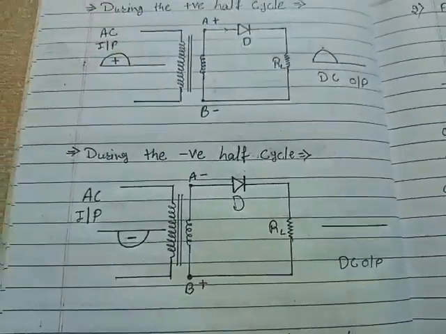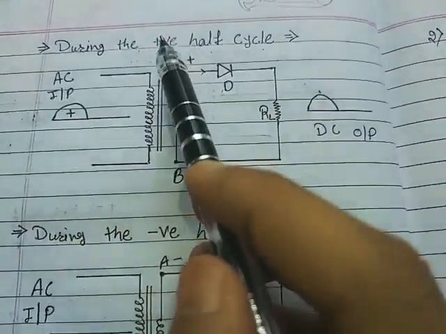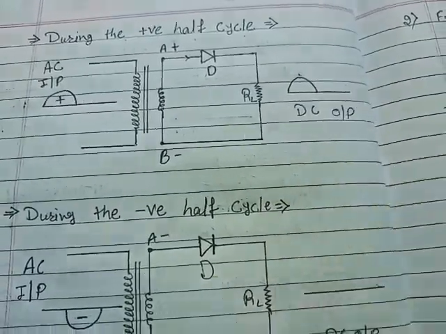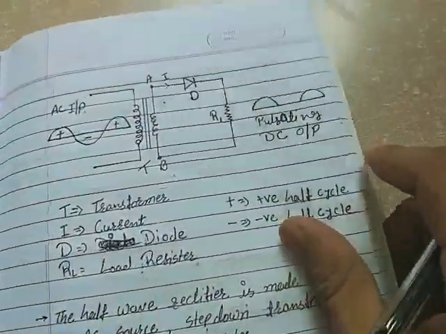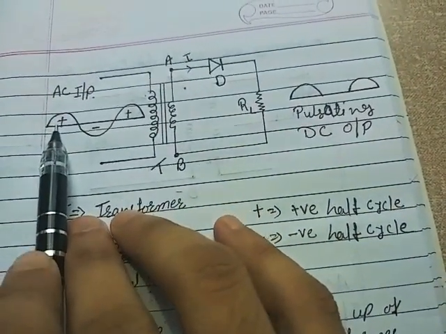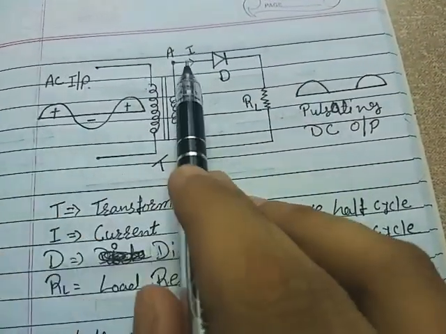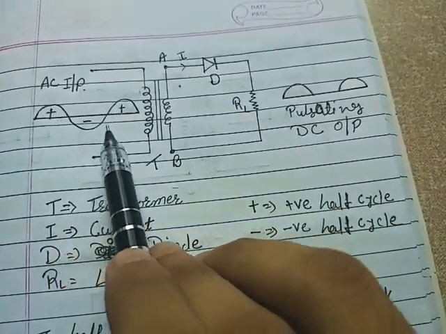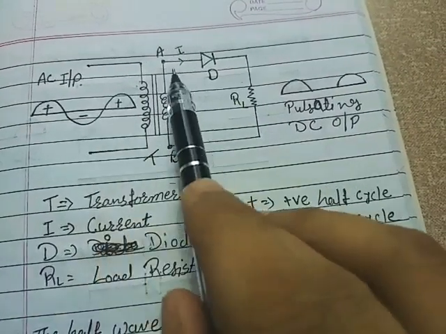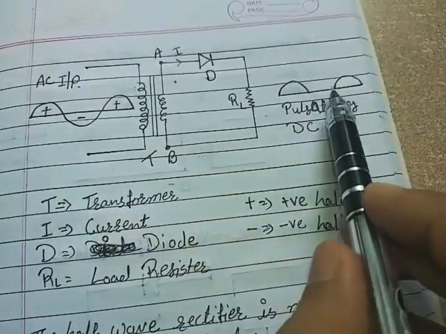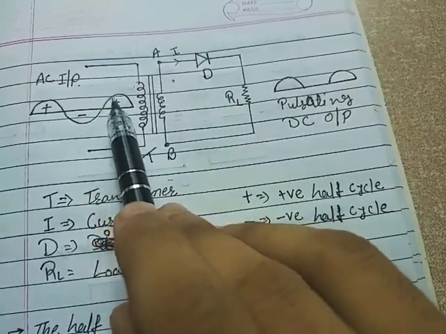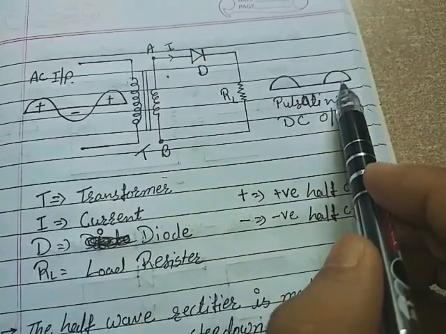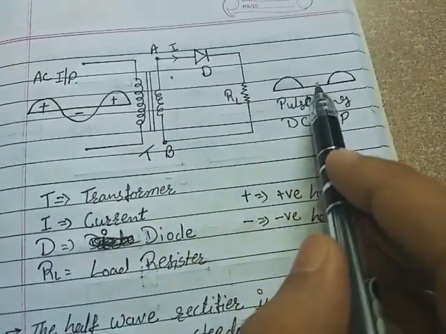Now when another positive cycle comes, terminal A becomes positive, B becomes negative, current will flow and we will get an output. During the first positive half cycle, current flows and we get the output. During the second, negative half cycle, the current does not flow through the diode and we do not get any output. Then again during the positive half cycle, the current is able to flow through the diode and we get the output. In this manner we are getting output.